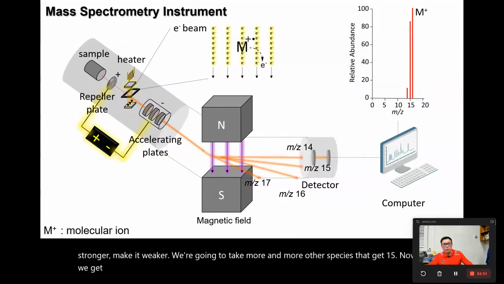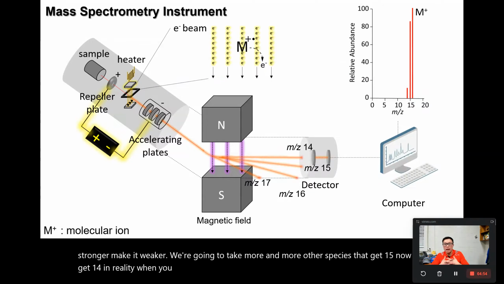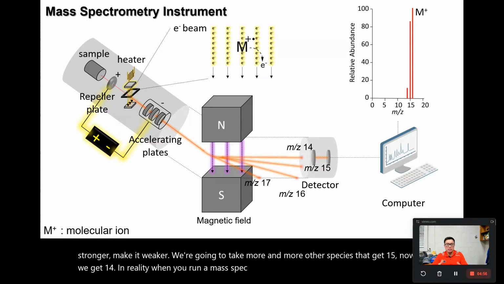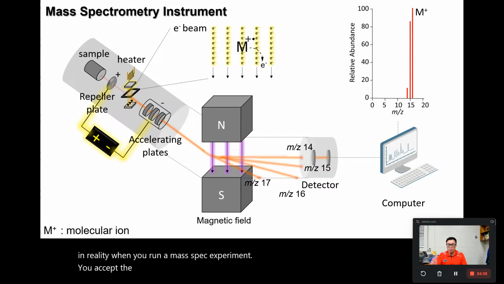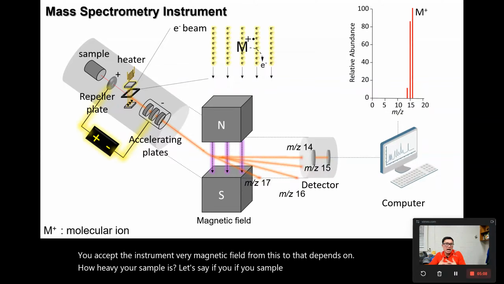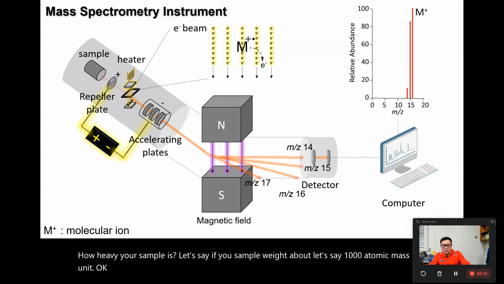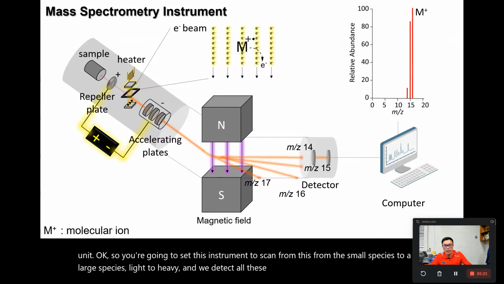In reality, when you run a mass spec experiment, you will set the instrument to vary the magnetic field from this to that, depending on how heavy your sample is. Let's say your sample weighs about 1,000 atomic mass units. You're going to set this instrument to scan from a small species to a large species, light to heavy, and we detect all these species. You're going to get all the peaks in the mass spectrum, basically.